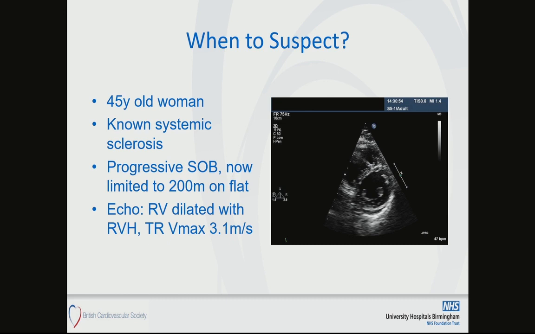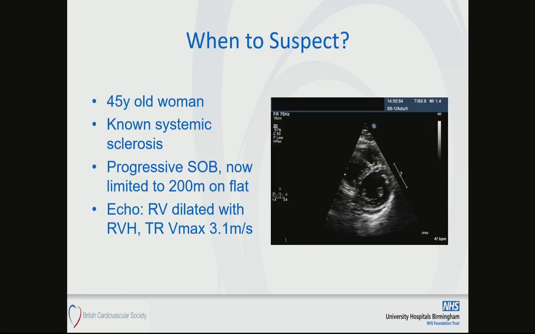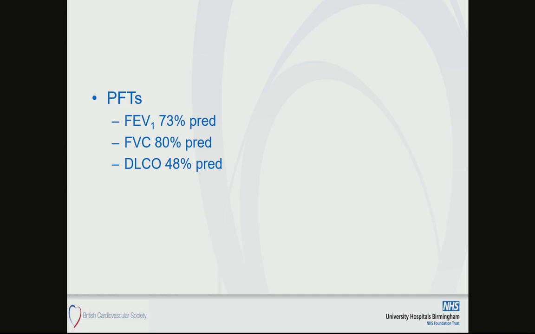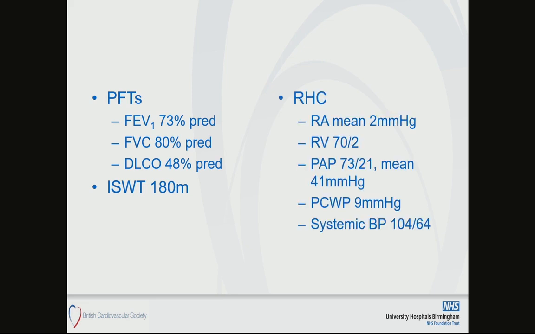It's not playing, sorry. 45-year-old woman, known systemic sclerosis. Straight away you're thinking, oh, about 9% of people with systemic sclerosis develop pulmonary hypertension. Progressive shortness of breath, now limited to around 200 metres on the flat, and an echo shows dilated right ventricle, RVH, TRV max 3.1 metres per second. So lung function test, she's got a very reduced DLCO, shuttle walk test really limited at 180 metres, and she has a right heart cath that shows mean PA pressures 41 millimetres of mercury.